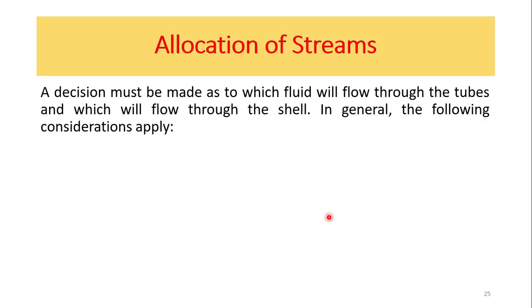So the most important point for the design of the shell and tube heat exchanger is the allocation of the streams. So we have mostly two streams. One is the hot stream and the other is the cold stream. So a decision must be made as to which fluid will flow through the tubes and which will flow through the shell side. In general, the following considerations should apply.